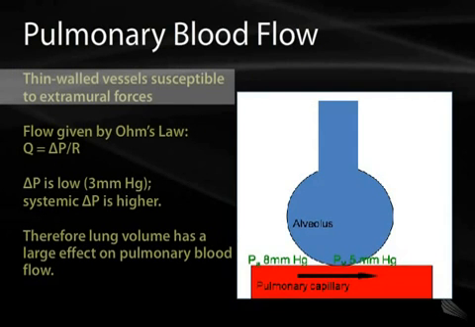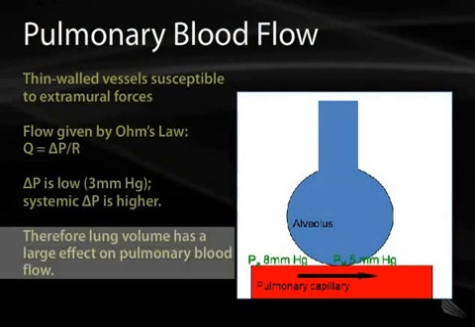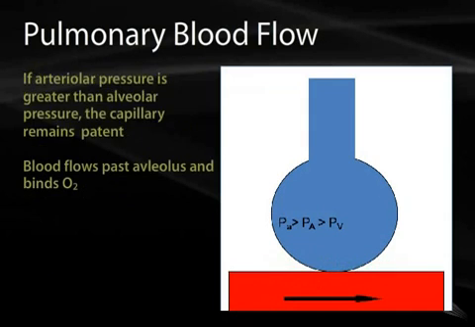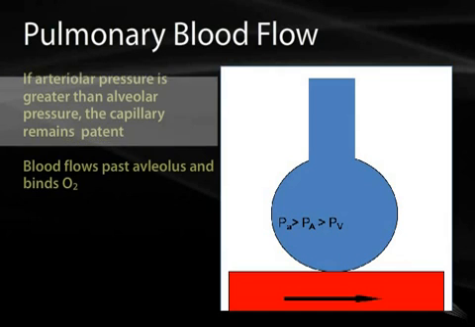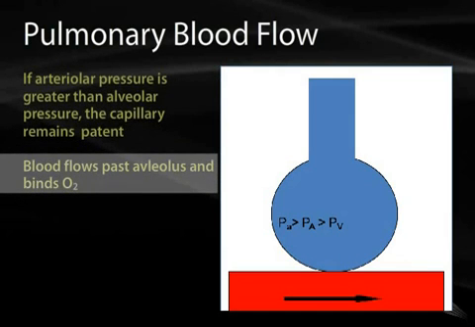We need to remember that these pulmonary capillaries are fairly flimsy. So if there's an alveolus nearby that's very distended, it can actually block off the pulmonary capillary totally. Lung volume is going to have a large effect on pulmonary blood flow. If the arterial pressure were greater than the alveolar pressure, the capillary would remain patent. Blood would flow past normally, and gas exchange could occur.